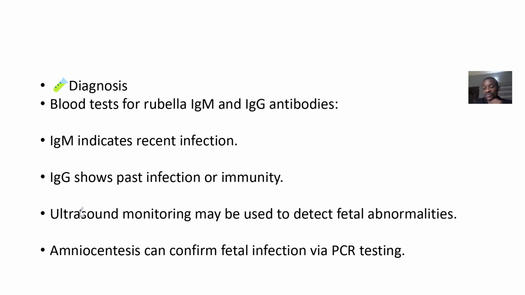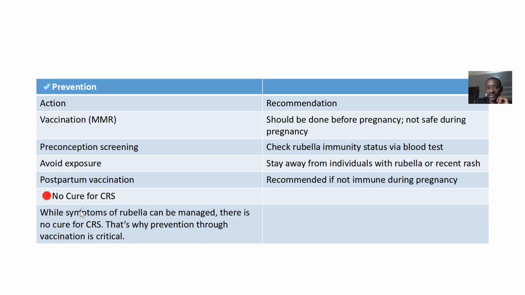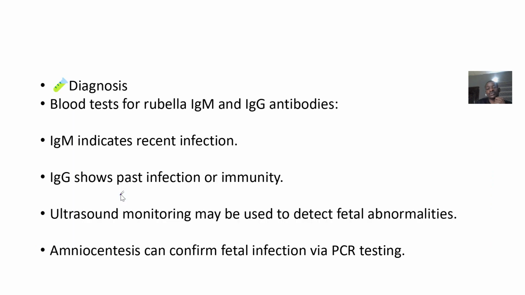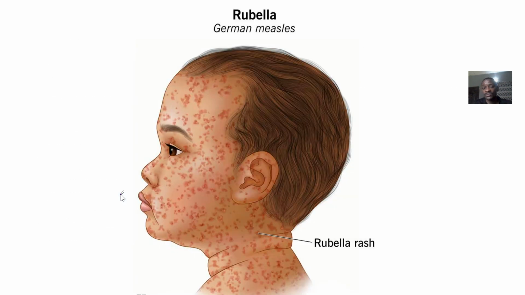So also ultrasound to check if there are any abnormalities with the baby coming up. Then amniocentesis, this is because you want to confirm fetal infection. Okay, so actions: vaccination, okay, preconception screening, avoid exposure, then postpartum vaccination. Right, even after childbirth you vaccinate the person. Okay, so this is just how rubella, if it occurs in pregnancy, can affect the baby mainly.